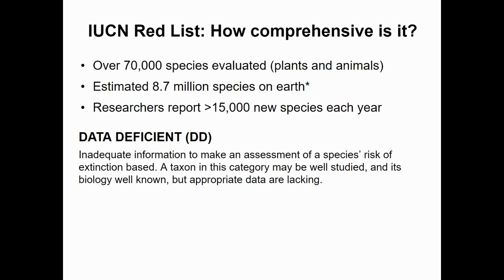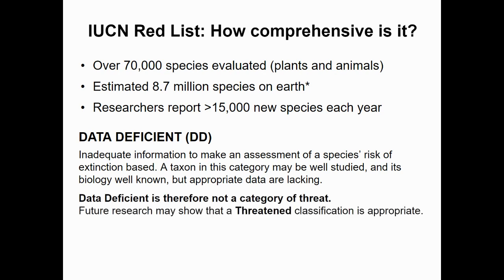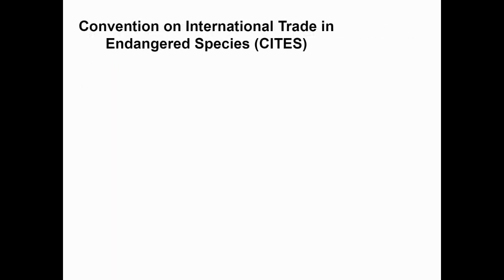Data deficient basically means we don't know a lot about it. We don't have enough information to say whether this species is at risk for extinction. Therefore, it's not really considered a threat. But if we learn more about that species, there's a chance that it could be moved into the threatened classification. Some species just aren't evaluated.